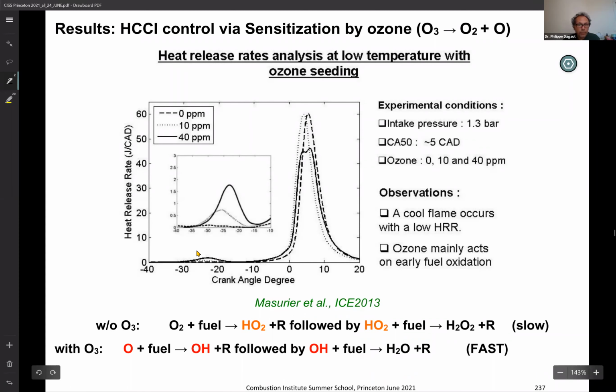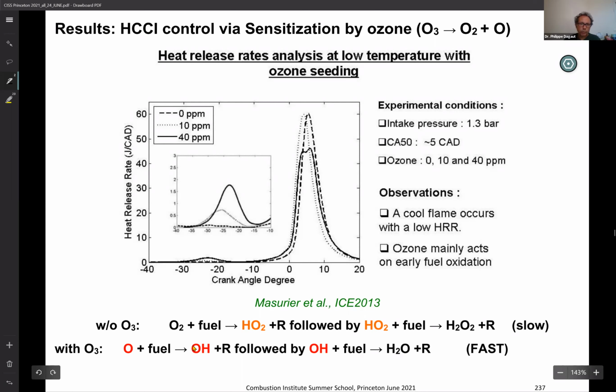And if we zoom this zone here, what we can see is that when there is no ozone added, there is almost no heat release. Whereas when you start to put only 10 ppm of ozone, you start to see heat release here, and even bigger with 40 ppm. So what's going on?